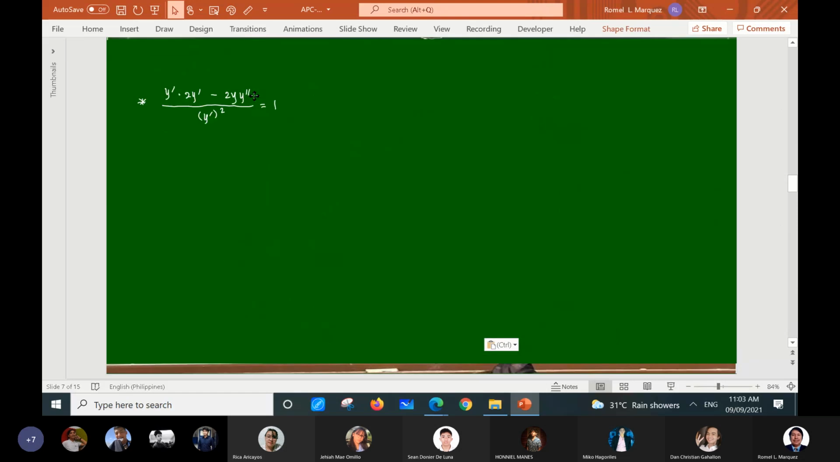Let's simplify this, guys. Oh, we now get 2y prime quantity squared minus 2y y double prime equals y prime quantity squared, right, guys?